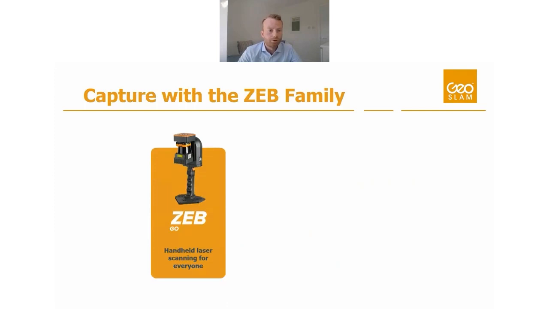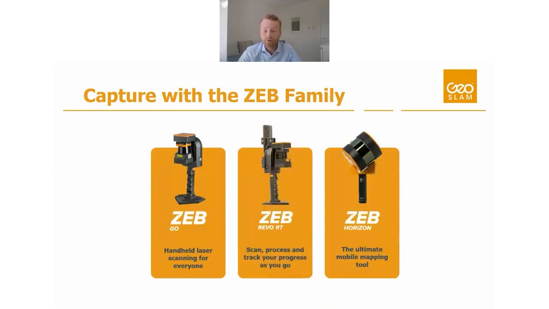So to capture your volume stockpile data, we have three GeoSLAM hardware solutions. The first is the ZebGo, which is the most affordable solution. The ZebGo captures 43,000 points per second and operates at a range of 30 meters. The next solution that we have on offer is the Revo RT. Now, RT stands for real time. So as you're scanning, you are able to view your results and process point cloud in real time to ensure that you capture the whole environment and you do not miss any areas. This will also allow you to build rapidly a 3D model on the go.